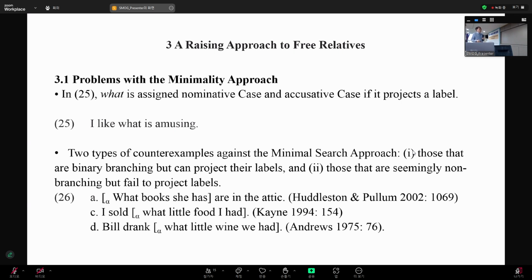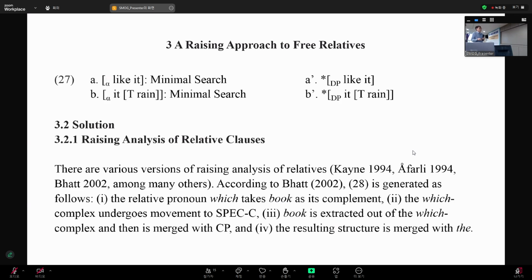In fact, I just said before 26A is also problematic because what looks is branching, but we have to say that what projects a label. And I like it when they're all problematic because it seems to be not branching, but it fails to project a label. I propose that all these empirical problems can be resolved if we make this raising analysis.